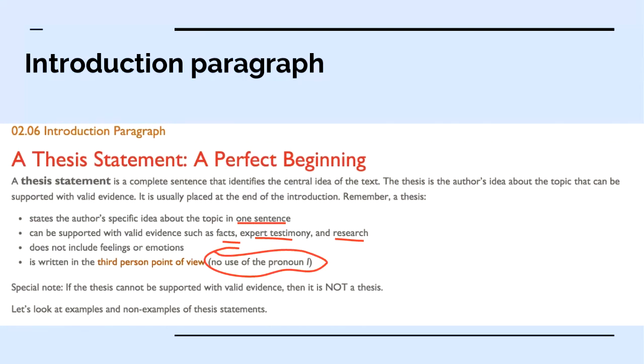No I, me, or my, or we. Okay, so special note, if the thesis cannot be supported with valid evidence, then it is not a thesis. So you want to make sure that your thesis is the main idea of your entire essay. It states your ideas in one sentence that can be supported with valid evidence, but it needs to be written in third person point of view.